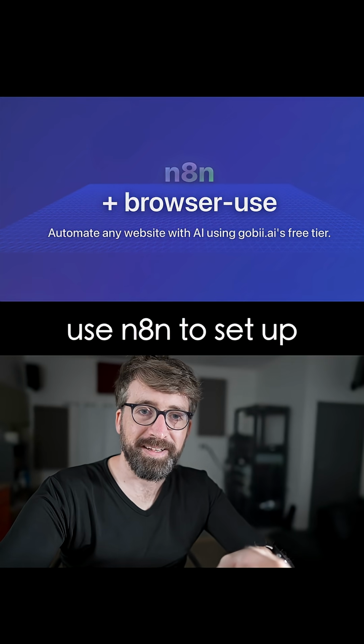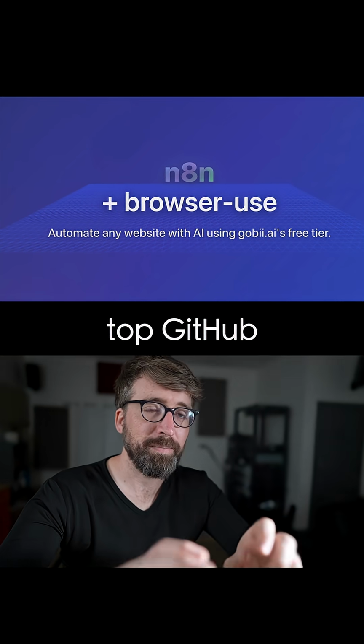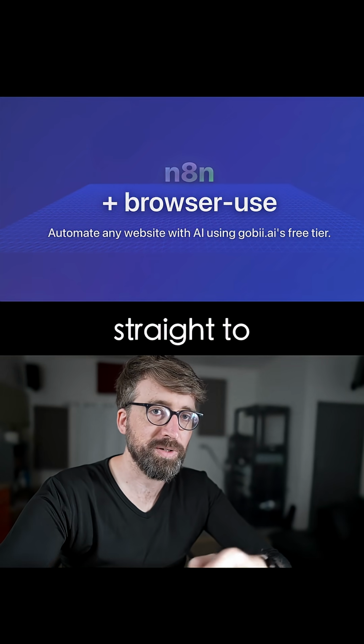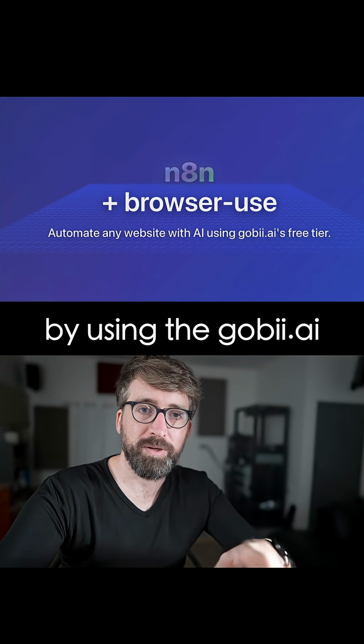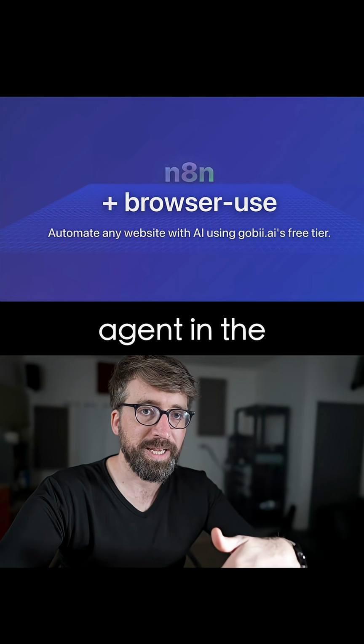We're going to use n8n to set up a workflow where we can get the top GitHub trending project and send it straight to Slack. We're going to do this by using the Gobi API to spin up a browser use agent in the cloud.